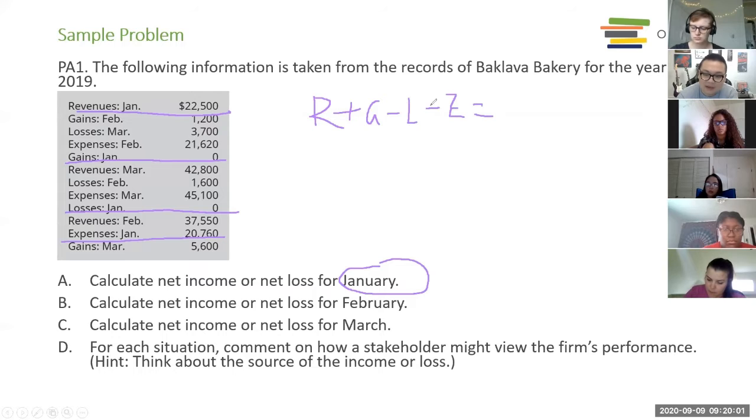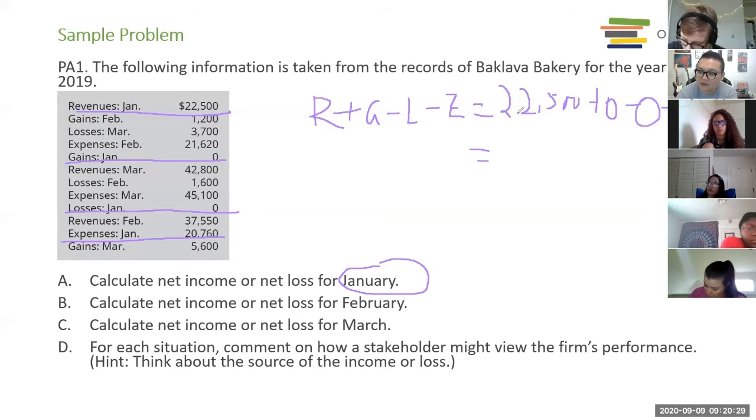So in this case, the revenue of January is equal to 22,500. Plus gain, the gain is 0. And minus any loss, the loss is also 0, and minus the expense, which is 27,600. Because the gain and loss are zero, we directly use 22,500 minus 27,600. Okay, that is negative $5,100, so you can get the net income of January.